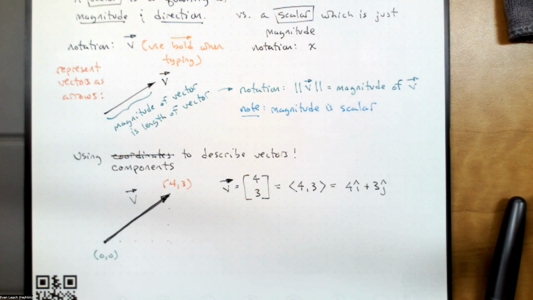So we got this vertical style. We got the pointy brackets to go horizontal. And then we've got our standard basis vectors. So i and j. Any questions? Just different styles. Don't mix them up.